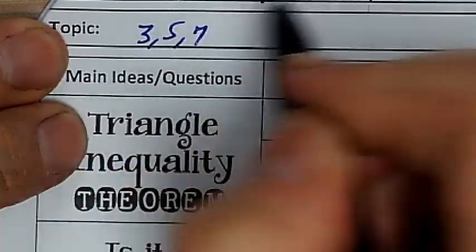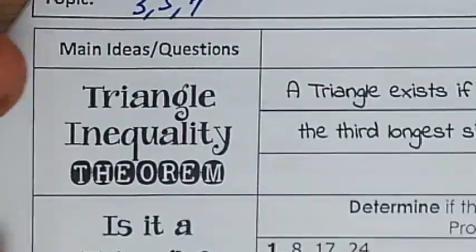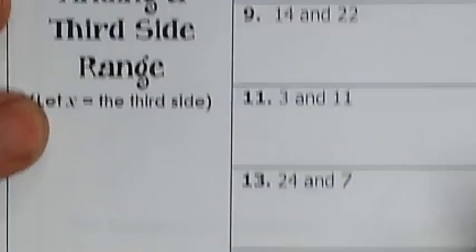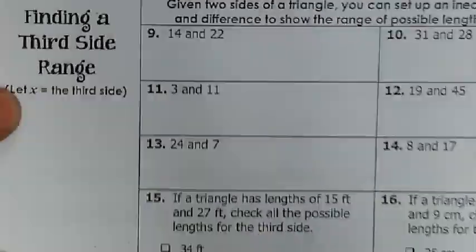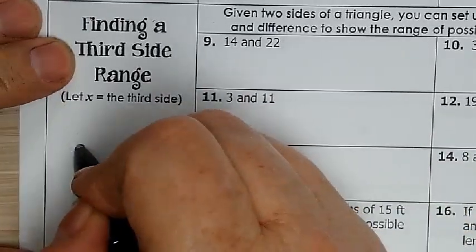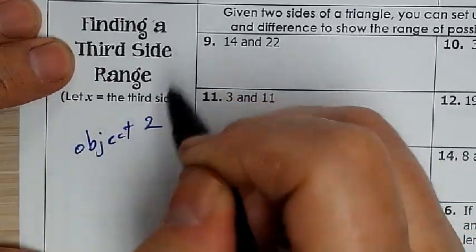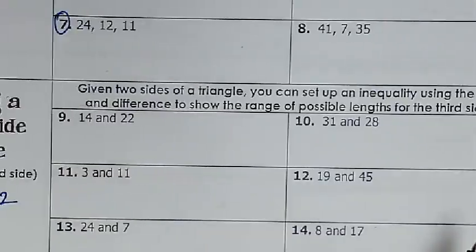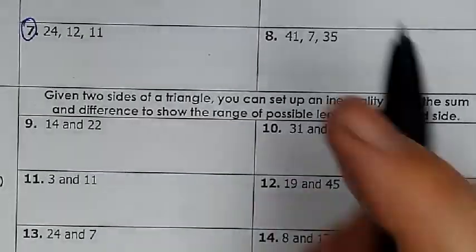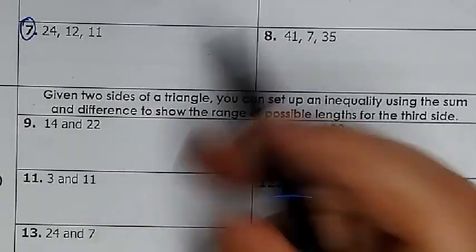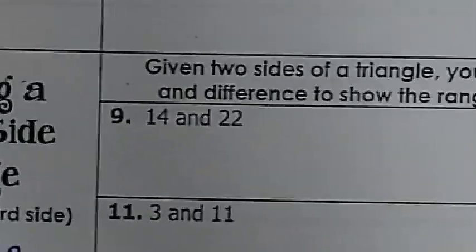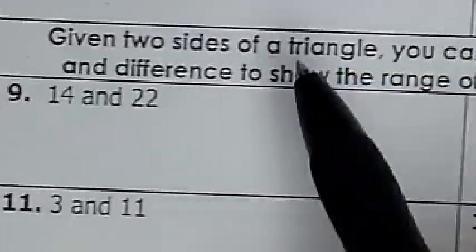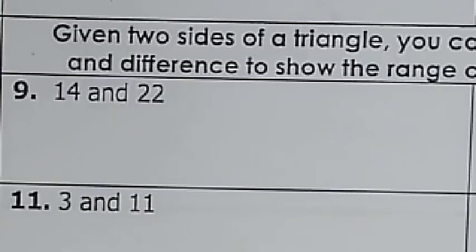Okay, now objective 2. Sorry, let me back up. These right here are all about objective 2. Can I do one with you? Okay, let's say number 9. They want to know the range of values for the third side if they give you 2 sides. They're giving you 2 sides, and I have to find the range of values allowable for the third side. 22 minus 14. So what was the first thing we do? 22 minus 14.